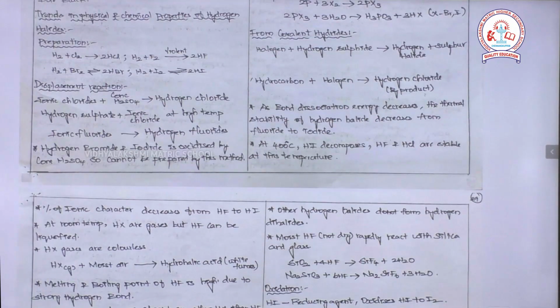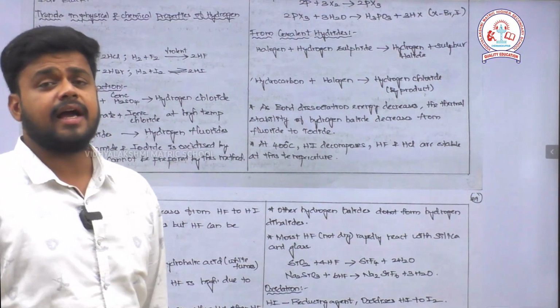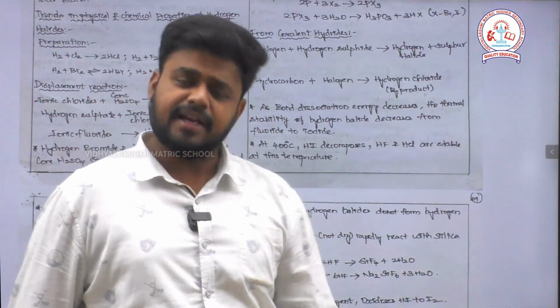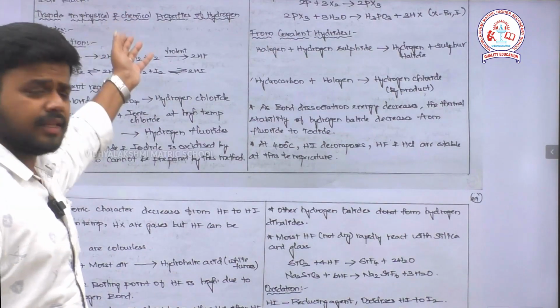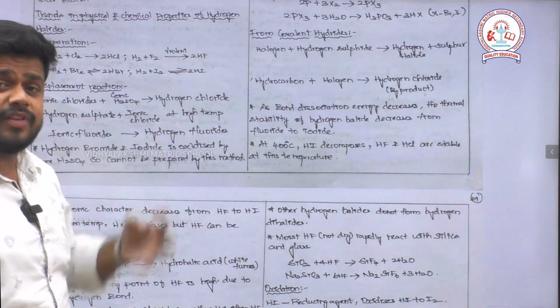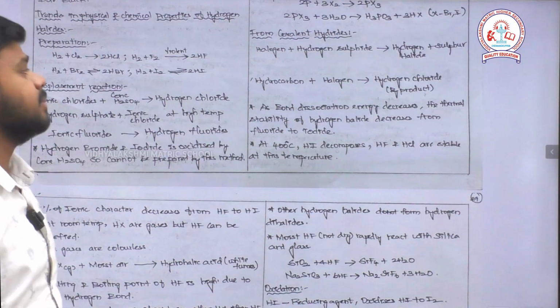Then trends. Trends include hydrogen reacts with all halogens, no doubt in that, but the reaction happens at different temperatures. Hydrogen reacts with chlorine at room temperature. Then hydrogen reacts with fluorine in a violent reaction, which means a large amount of heat energy will be released there.